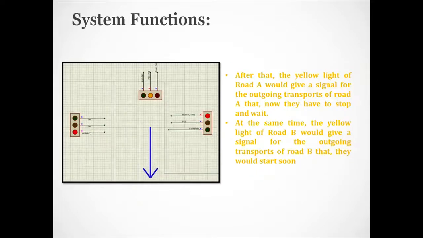After some moments, the yellow light glows, which gives a signal to the outgoing transport of road A that they have to stop at any moment and wait. At the same moment, the yellow light of road B will glow, which gives the signal to the outgoing transport of road B that they will start soon. Both the pedestrian paths IA and IA bar will show a red signal. That means no zebra crossing is acceptable on both sides.